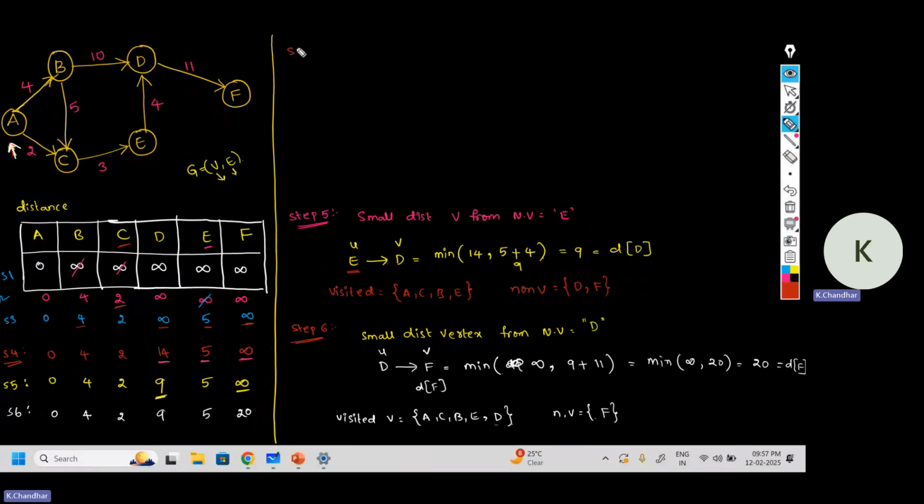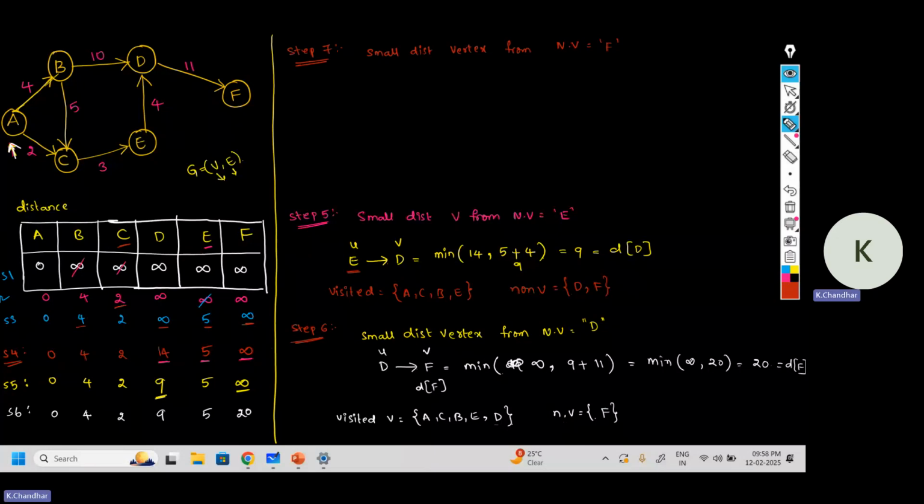Next, we will go for step 7. What can I do? Again, I need to find the smallest distance vertex from the non-visited vertices. So how many non-visited vertices are there? Only one, which is F. So the smallest distance vertex from the non-visited set, we have only one, that I am going to represent from F.